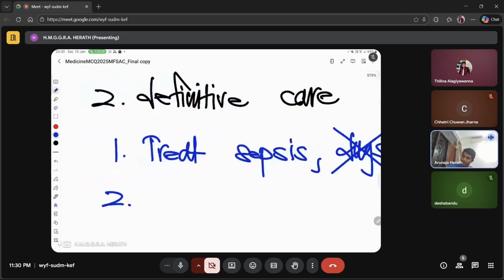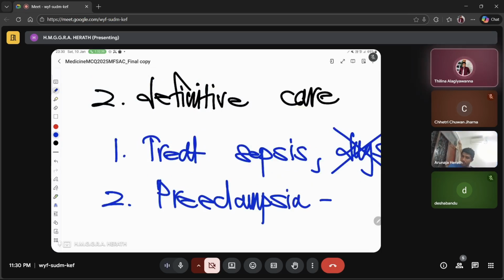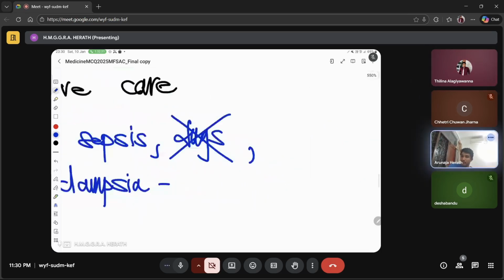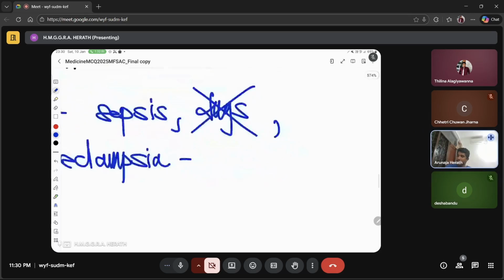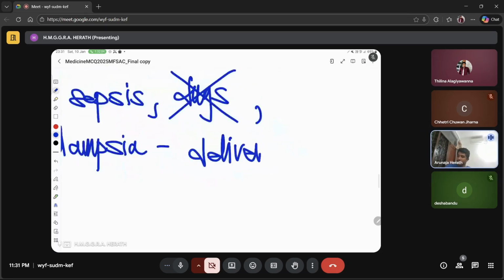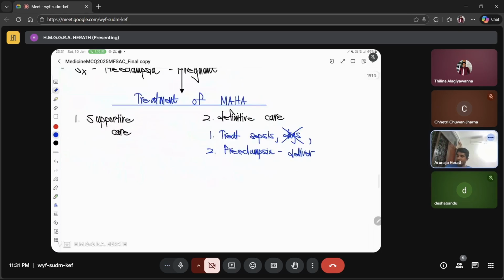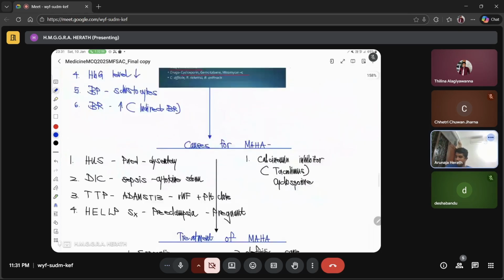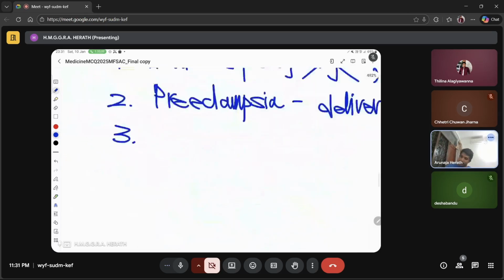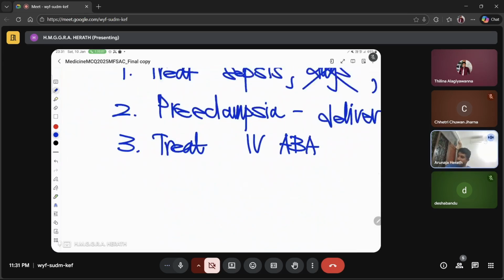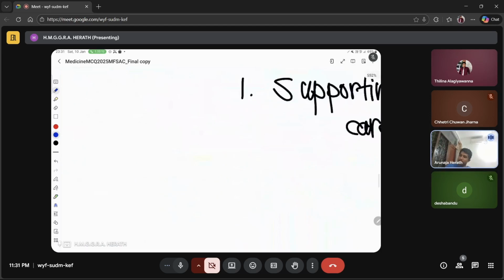And if the patient is having preeclampsia, what do you do? Can you treat high blood pressure and remove preeclampsia? What do you do? You remove the placenta, you deliver the baby. That is the only treatment for preeclampsia. And then what else do you do? If it is dysentery, you treat with IV antibiotics. Right? So you need to treat the cause, and then apart from that, you need to give supportive care.